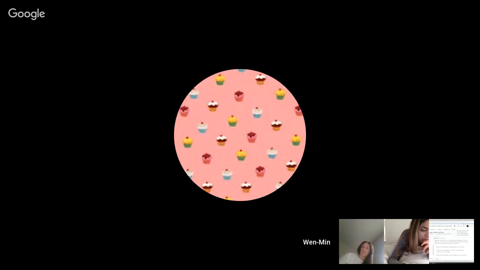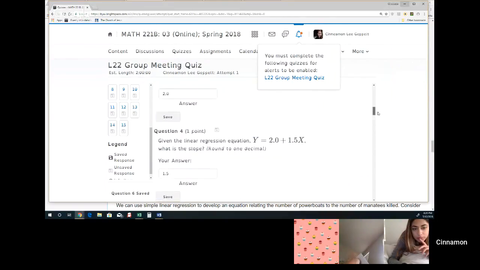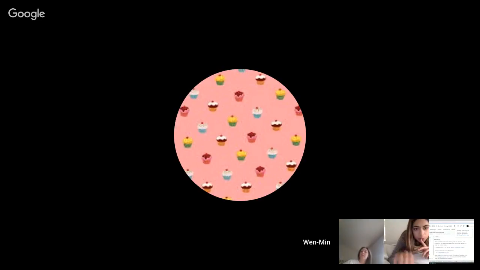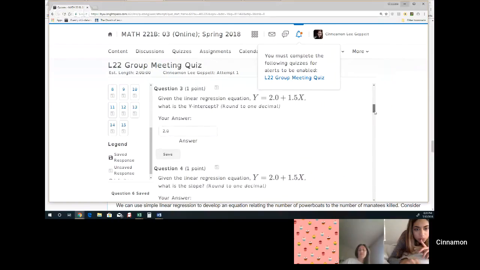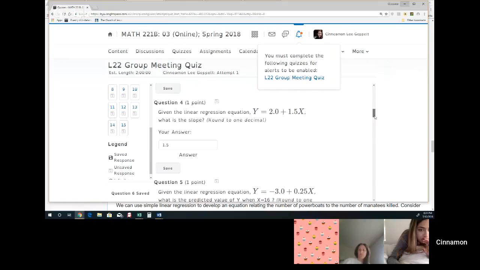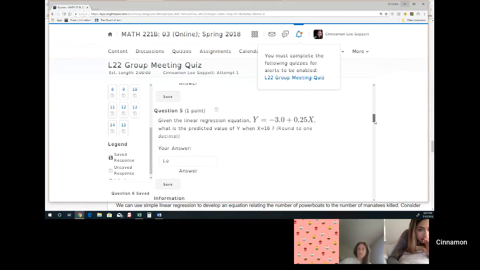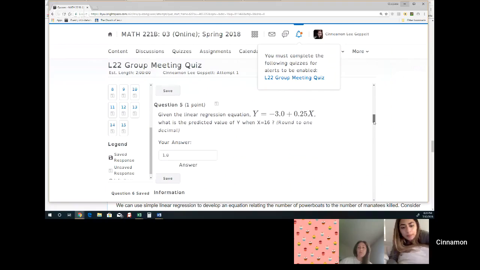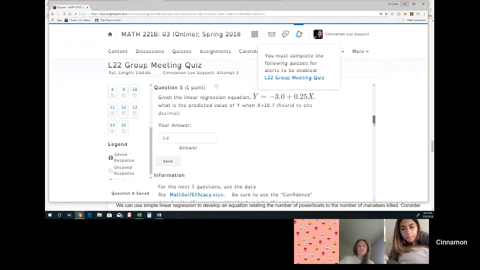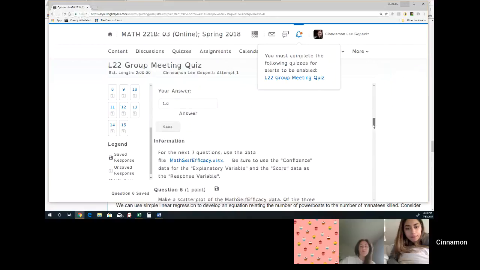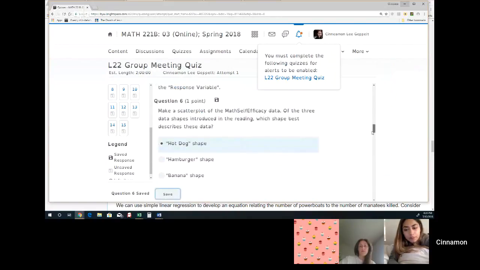Okay, so we just started kind of at the beginning. We're on number 3, the y-intercept, we just put 2.0. And then number 4, we just did 1.5. And then we calculated that out, substituting the x for 16, and we came up with the answer 1. And then we just plugged all this in and decided it's a hot dog shape.